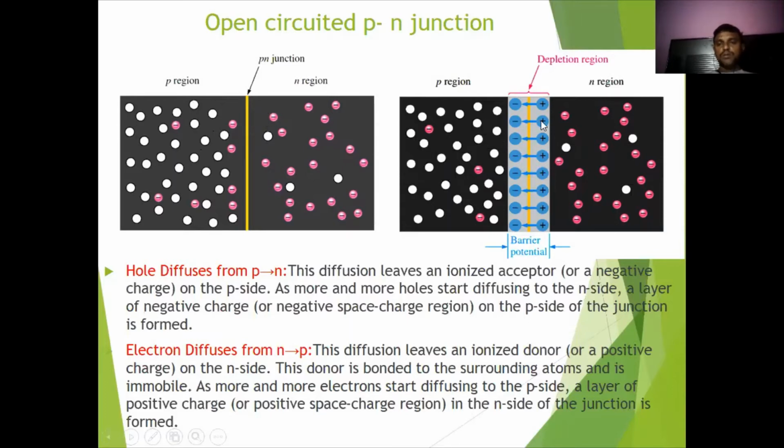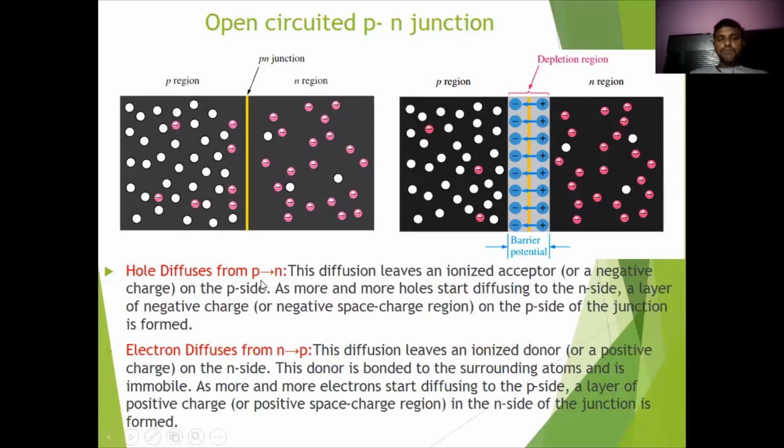You can observe this. Whenever holes move from the P type to the N type, they cross the junction and in the N region they try to recombine with the electrons. Nearer to the junction we have immobile ions, that is acceptor ions, but the holes present nearer to the junction will be recombined and nullified, and the only charges that remain are acceptor ions in the P region and, at the same time, donor ions in the N region, minus and plus. Now we'll see statement wise how it takes place.